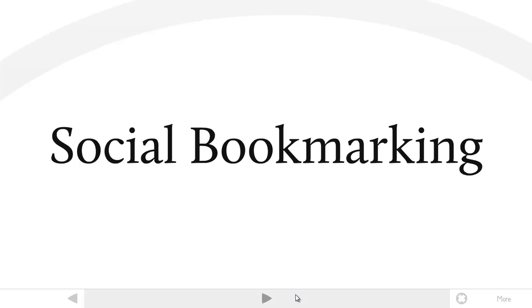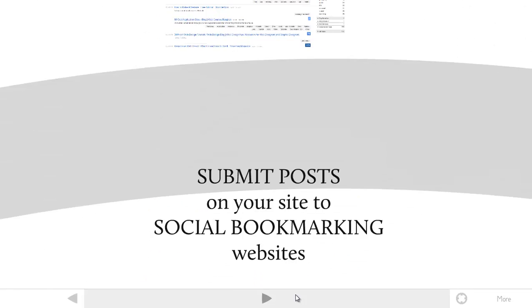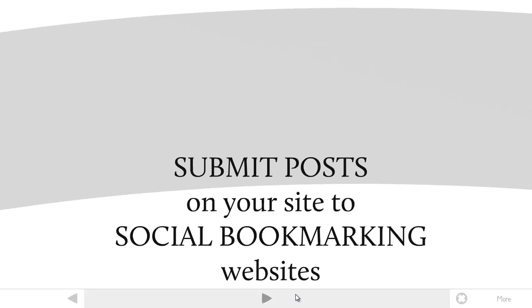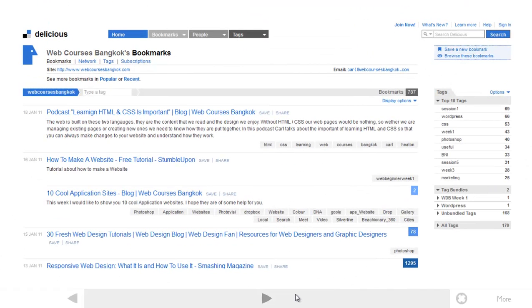Alright, so this idea of social bookmarking. Now, for us, what it is if we can get people to bookmark us and they're sharing these social bookmarks like this. So these are ours, the Web Courses Bangkok ones, and I've got these tags here. So if Nat says to me, oh Carl, I really want to improve my CSS, no problem. I'll send you delicious.com/Web Courses Bangkok/CSS. And I can share those. And so I've got all these here.